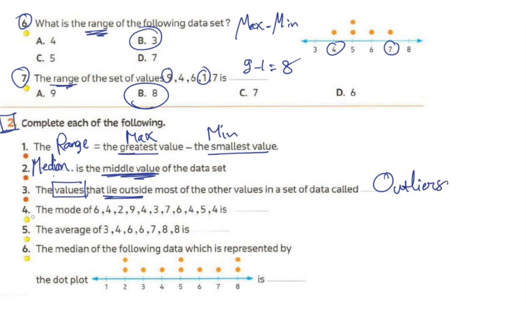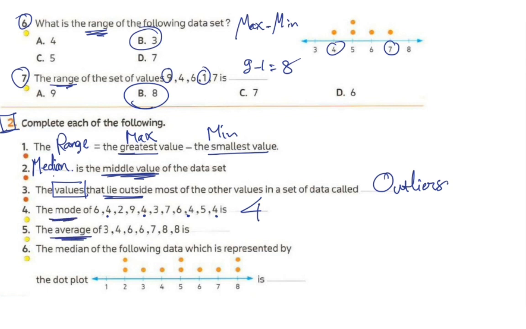Okay. Point 4. The mode of 6, 4, 2, 9, 4, 3, 7, 6, 4, 5 and 4. Now the most repeated one, the most repeated value. We have here 4, and 4, 4. This 4 is the most repeated. It's repeated how many times? 1, 2, 3, 4. So 4 is the mode of these values.